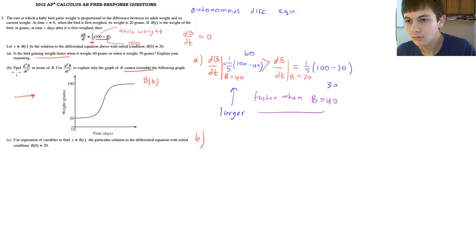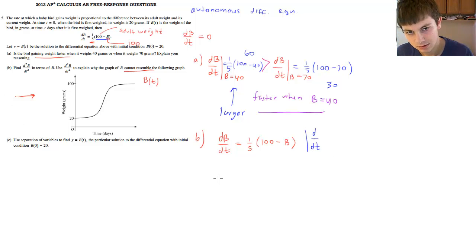So we have dB dt equals 1/5 times (100 minus b). Now I'm going to take the derivative of both sides with respect to time. I'm going to get d squared b over dt squared equals, all right, 1/5 times 100, that's just 0, and minus b with respect to time, it's minus dB dt from our chain rule.